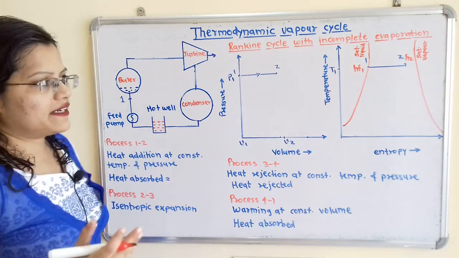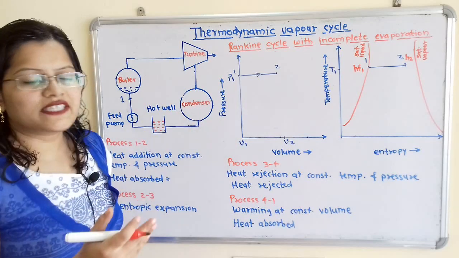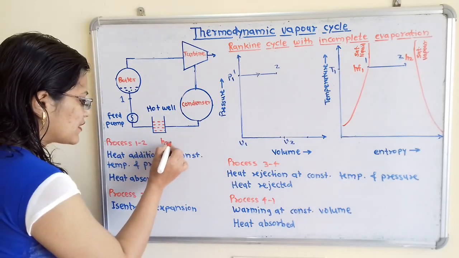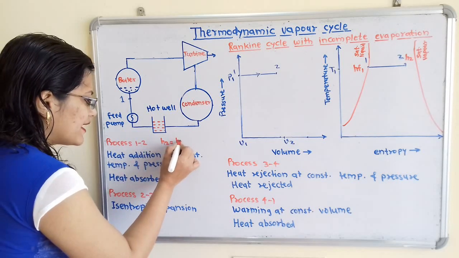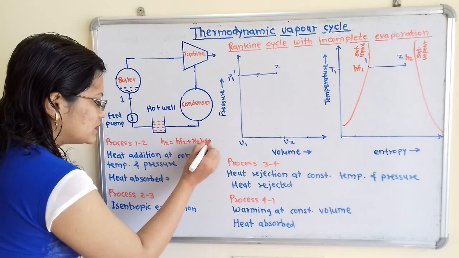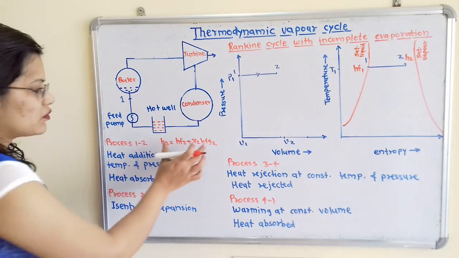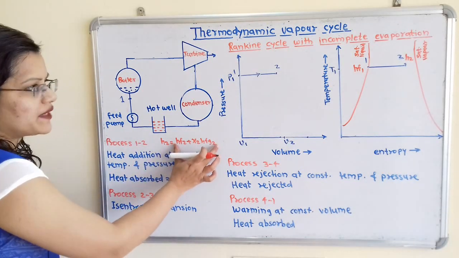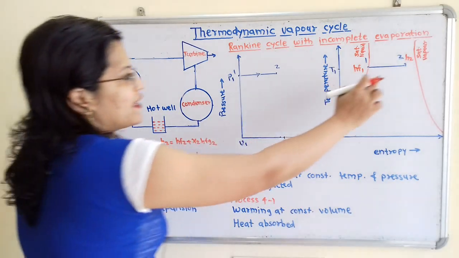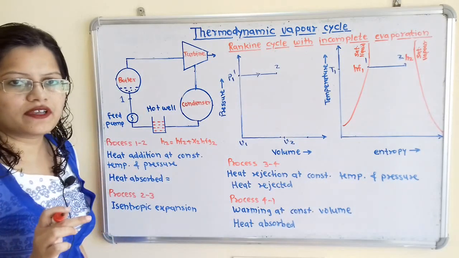So how to write it? h2 is equal to h_f2 plus x2 h_fg2. We can write this h2 in this way, because we have to consider this dryness fraction, because at point 2 it is wet steam.